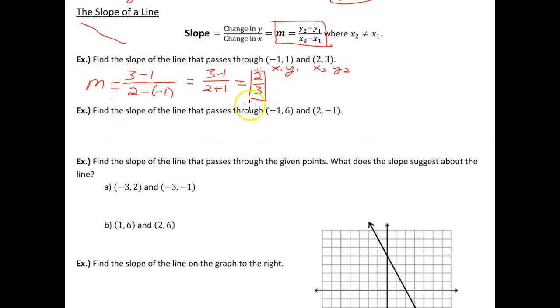Alright, let's look at this next one. So, again, it does not matter which point I start with, as long as if I say this is x1, then this has to be y1. The 1's have to stay together, the 2's have to stay together in the same point. But otherwise, it does not matter which point you start with, point 1 or point 2. So again, slope is y2 minus y1 divided by x2 minus x1.